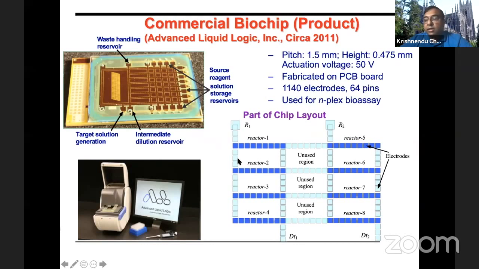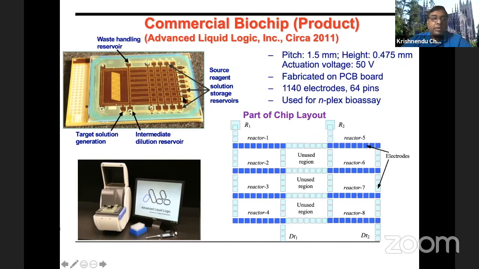So of course, this was very attractive. We got a lot of interest from companies, and we basically started our own company from Duke. It was called Advanced Liquid Logic. And around 2011, this was one of the early products. So this was the PCB platform we had fabricated.